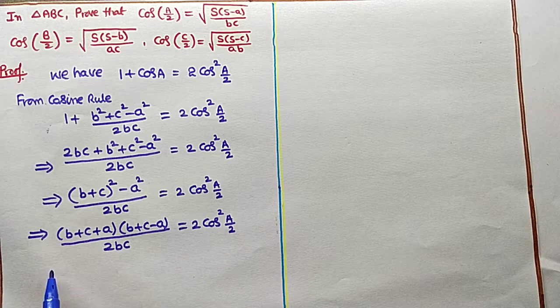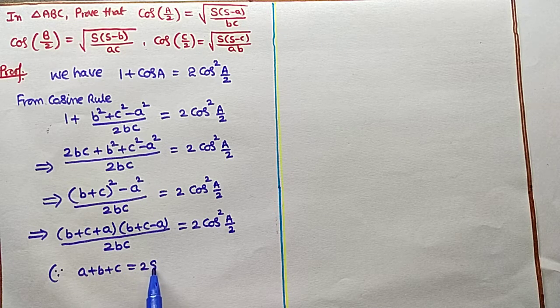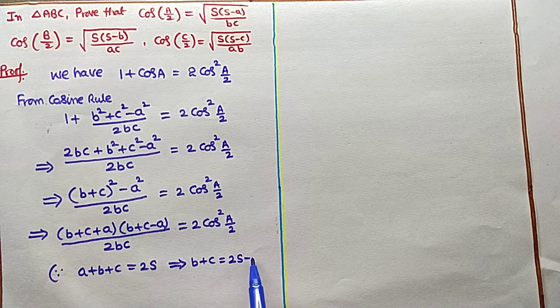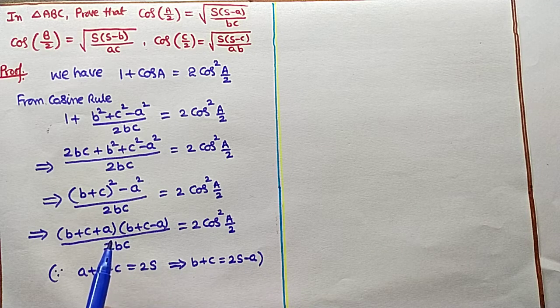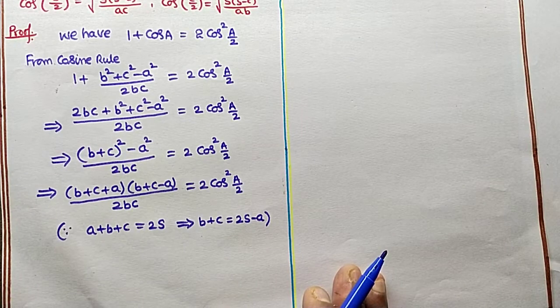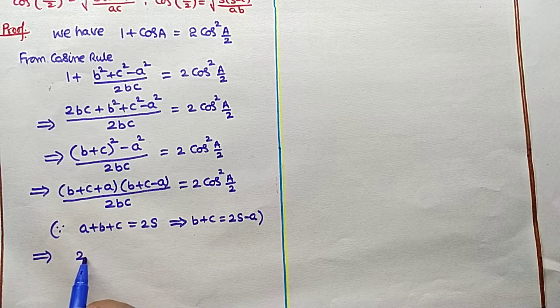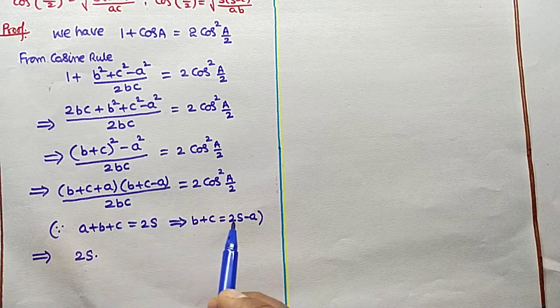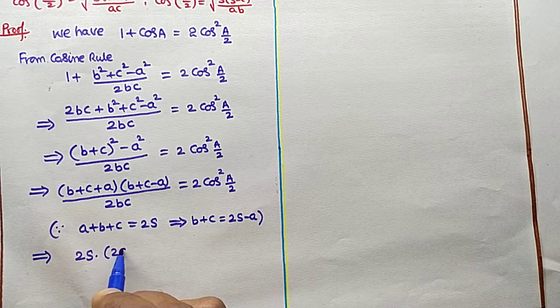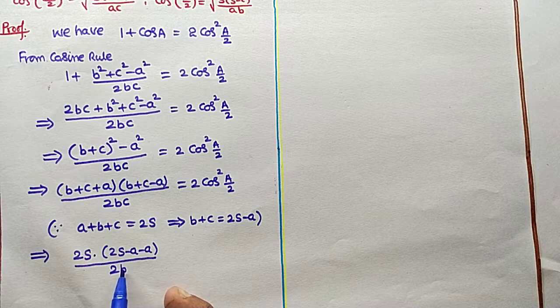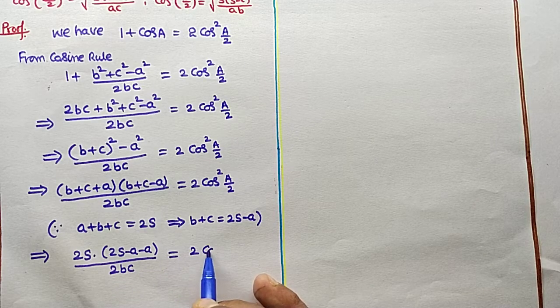We know that since A plus B plus C is equal to 2S, and also from here, making A the subject, B plus C is equal to 2S minus A. So now this above step will become, in place of B plus C plus A, we can write it as 2S, into B plus C is equal to 2S minus A, again minus A, divided by 2BC, which is equal to 2 into cos square A by 2.